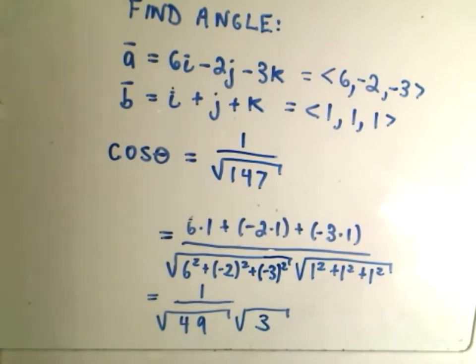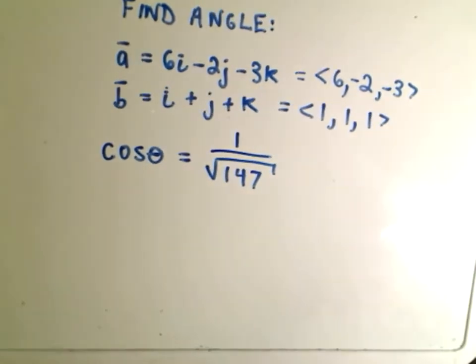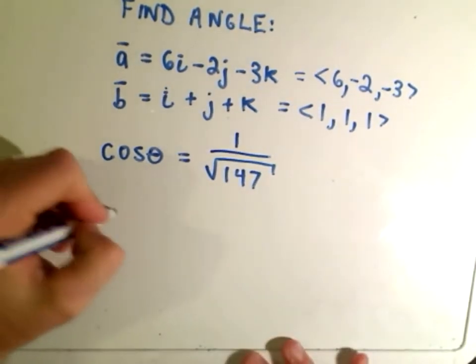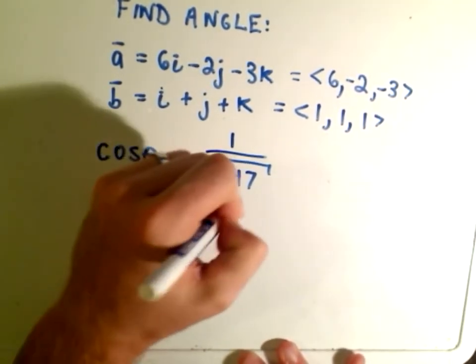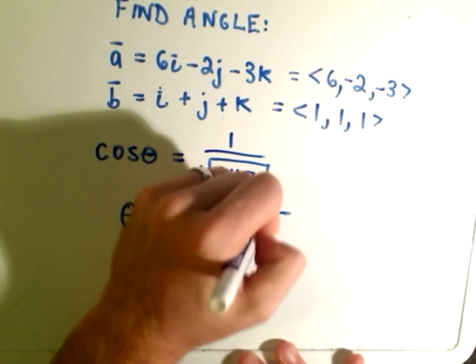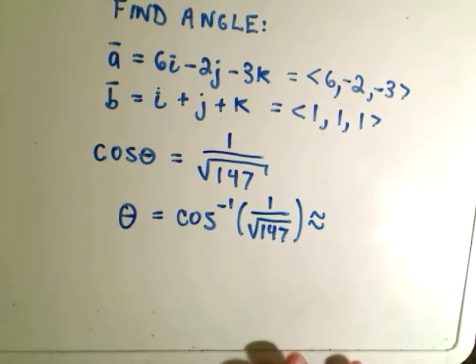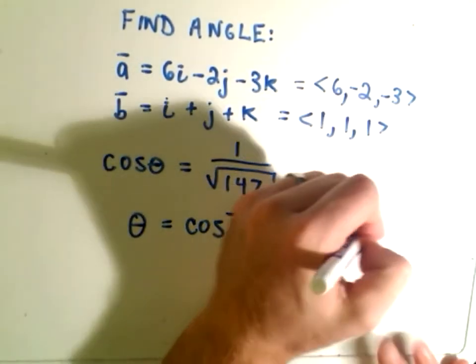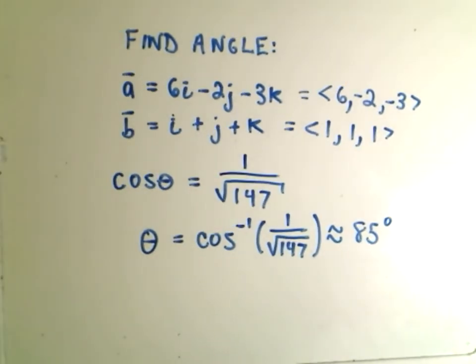Now we need to solve for our angle theta. So what we do is we take the inverse cosine of both sides. We'll get theta on the left, and we'll get inverse cosine of 1 over the square root of 147. And I got this to be roughly equal to 85 degrees. So the angle between these two vectors in this case is simply going to be 85 degrees. A useful little application of the dot product along with the magnitude.